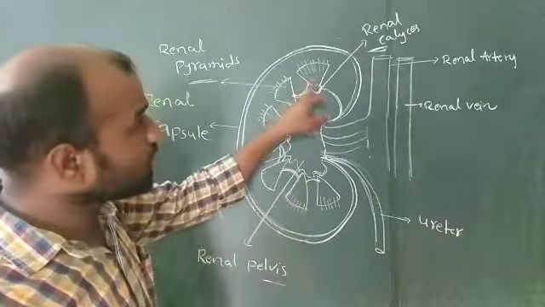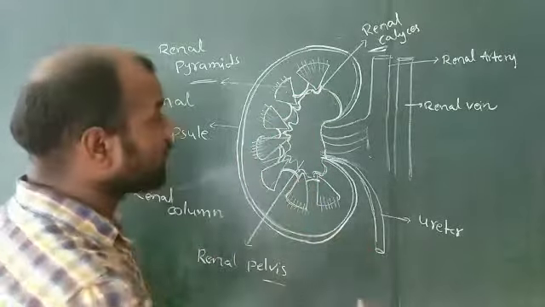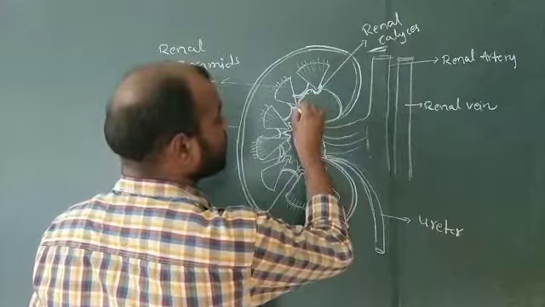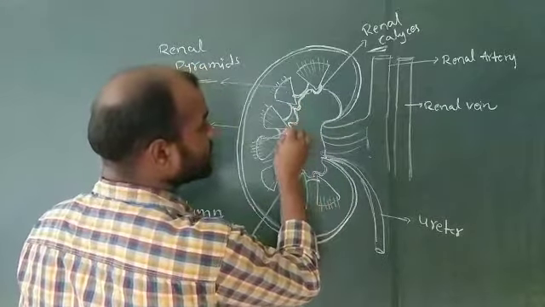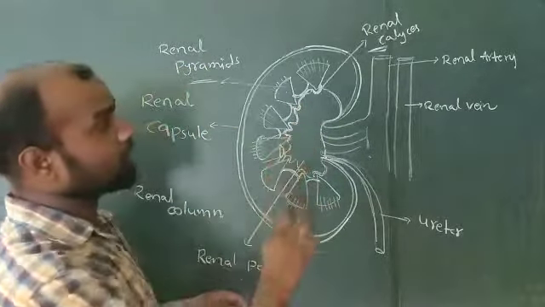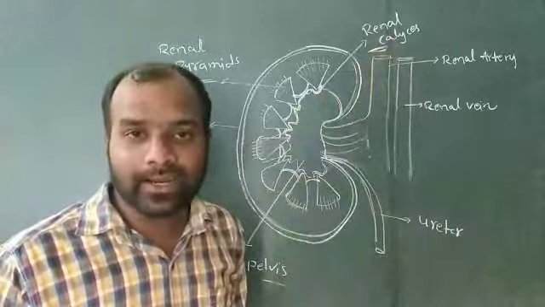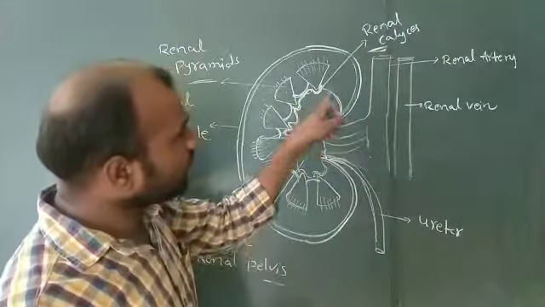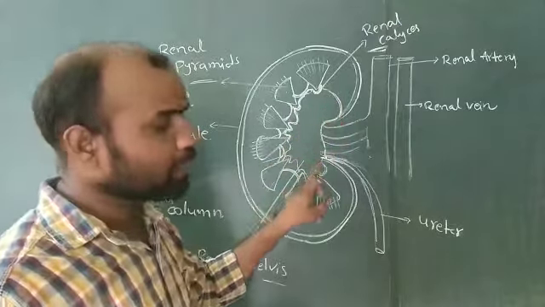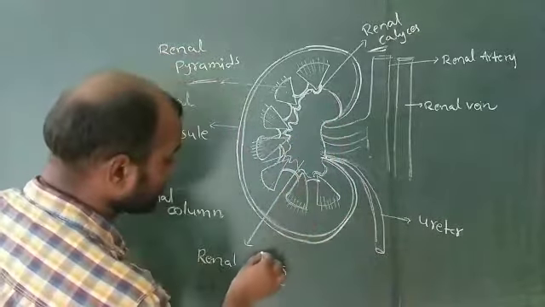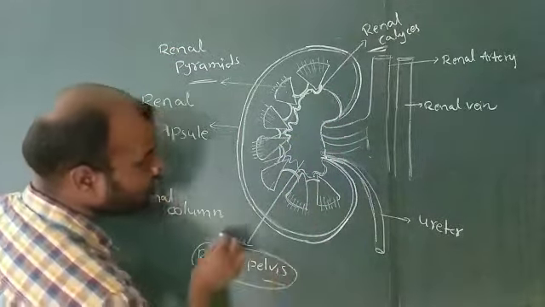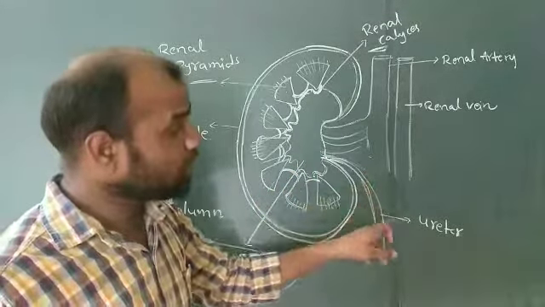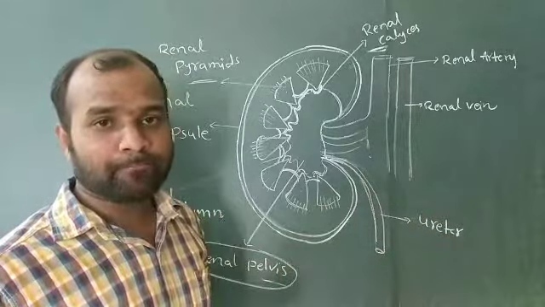These renal pyramids are present in a cup-shaped structure. Fine. So this is called a cup-shaped structure, and it is called the renal calyces. These cup-shaped structures adjoin and combine to form a pelvis, that is called the renal pelvis. This renal pelvis comes out of each kidney as a ureter.